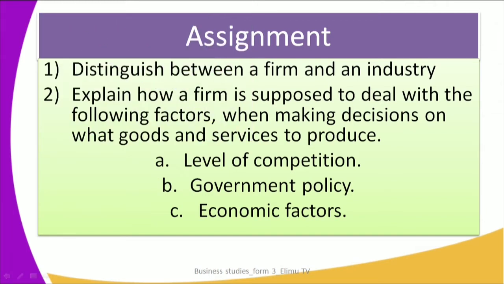But I'm going to review some assignment to make sure that you understand what we've already discussed. So number 1, distinguish between a farm and an industry. Number 2, explain how a farm is supposed to deal with the following factors when making decisions on what goods and services to produce. A, level of competition. How is a farm supposed to deal with the level of competition? B, government policy. And C, economic factors.